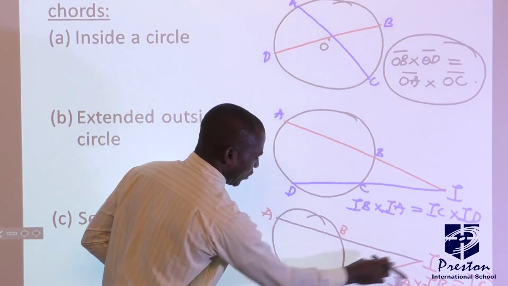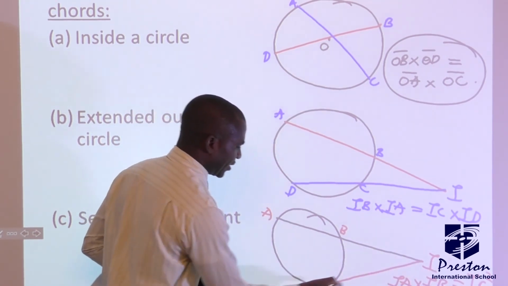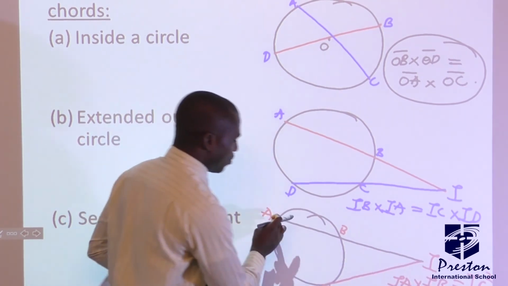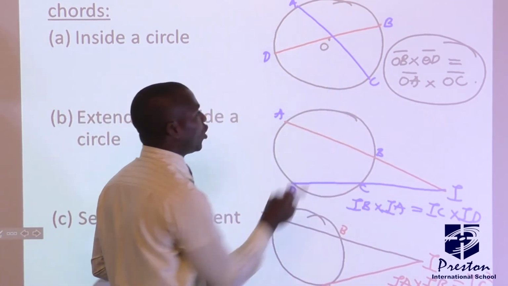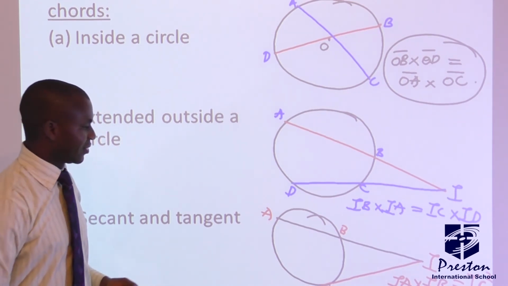Now, in this case, if you look at this, it's only touching at point C here. So what you need to do is, you square the length IC. So doing that, that will make it equal to this. So with this, you can find any part on the chord or the tangent or the secant.